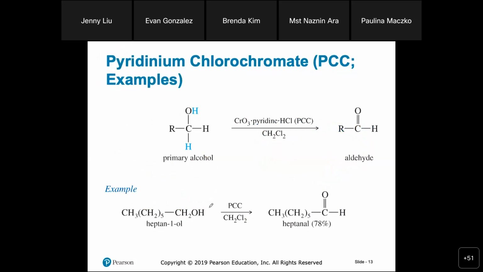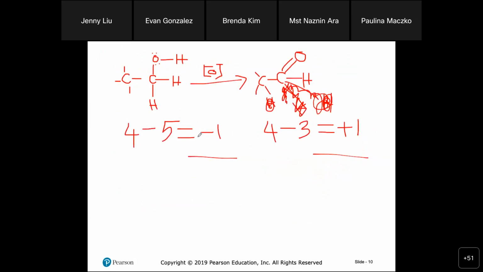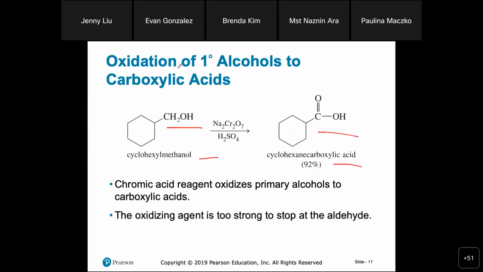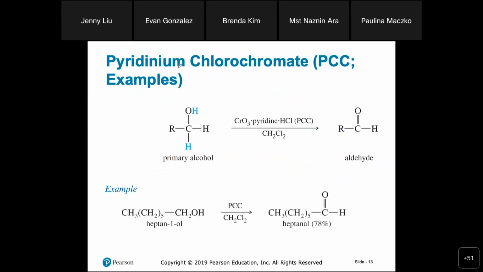So how does it work? See here, the primary alcohol. You remember I just showed you the oxidation, and I told you that when oxidation happens, this hydrogen and this hydrogen leave. So it's correct. Now see, same thing is here. When you have the primary alcohol and this oxidizing agent, you will find the aldehyde.